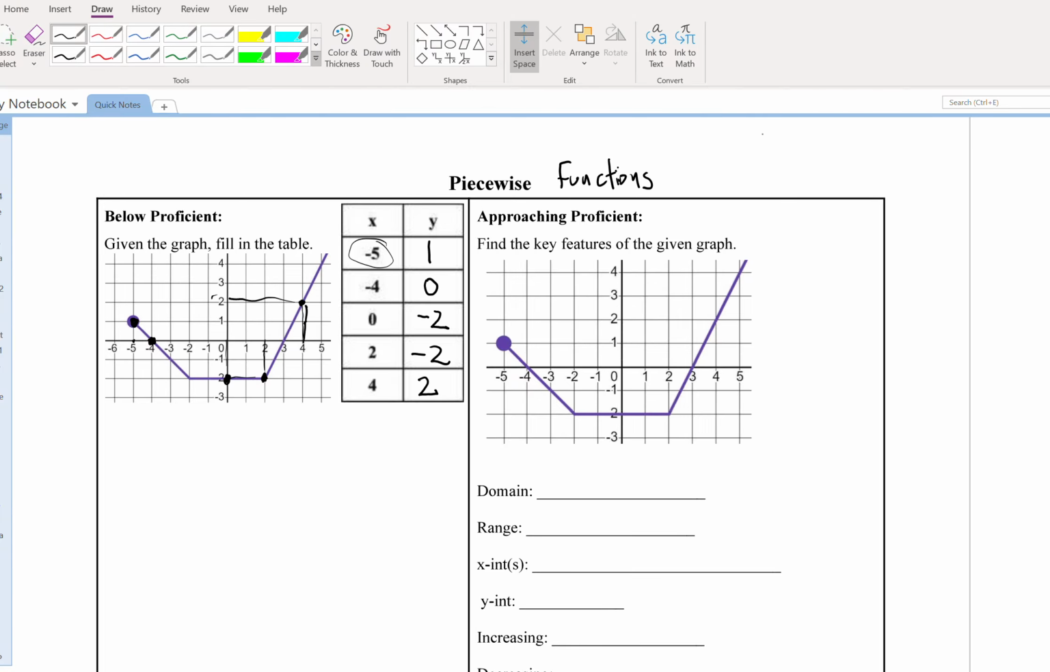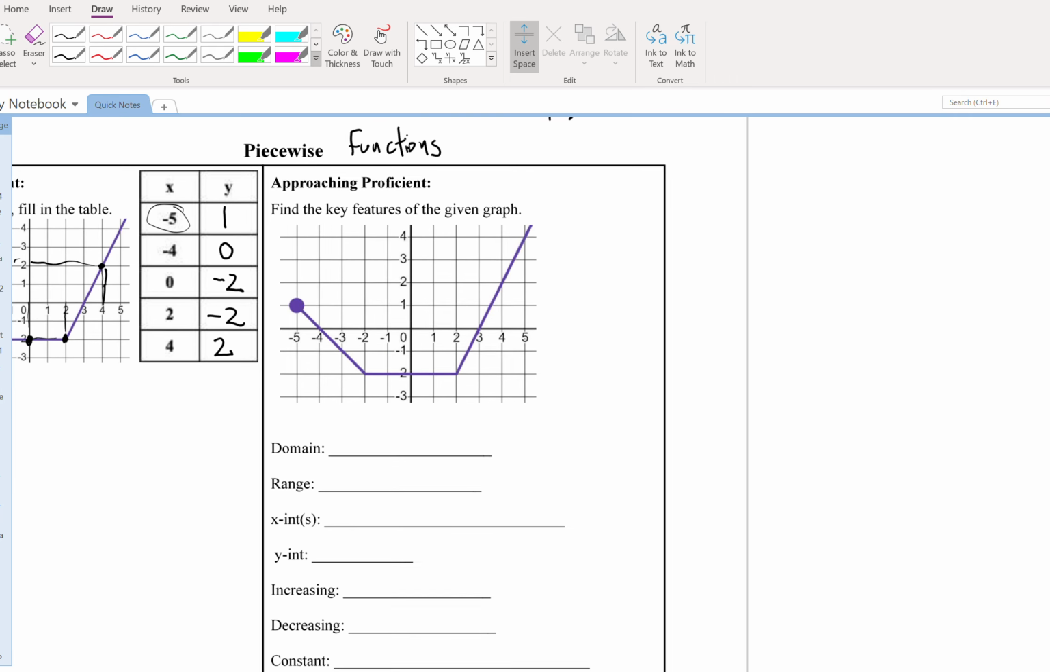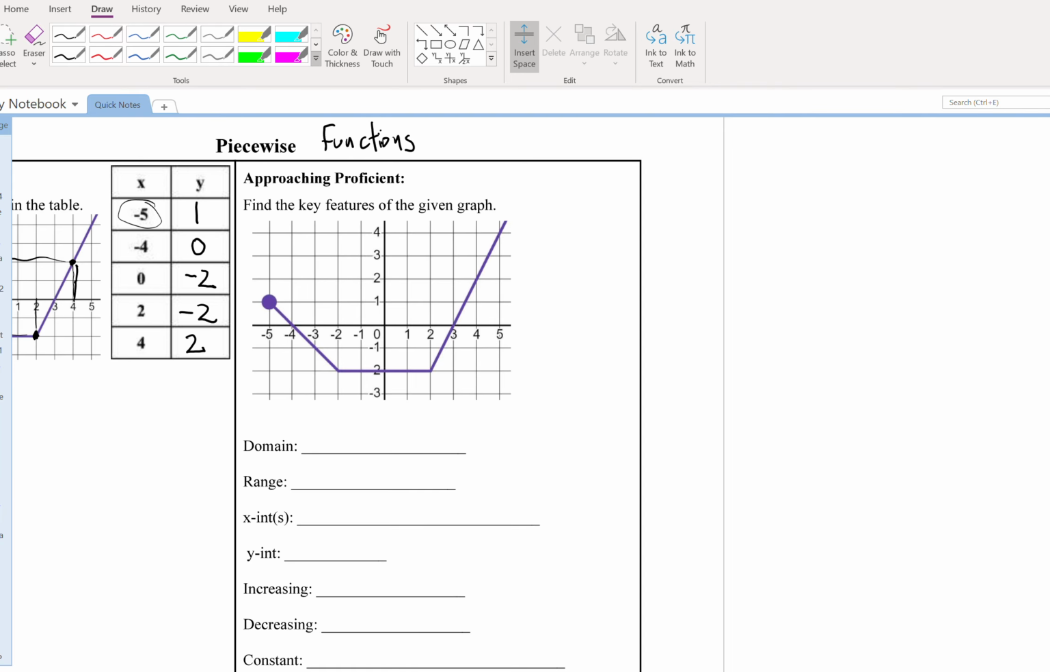Let's see, that was pretty quick. And so now we're going to talk here about this one, approaching proficient. And here it talks about different key features. This one only goes, domain, remember, are the x values, and it tells whether you go, how far it goes left to right. And this goes as far as this value, which its x value is -5. So -5. And then it goes over here to the right, and I notice that it goes all the way to the edge of the graph.